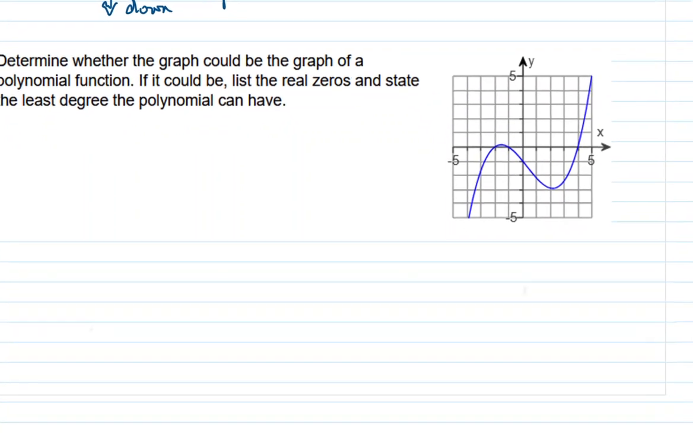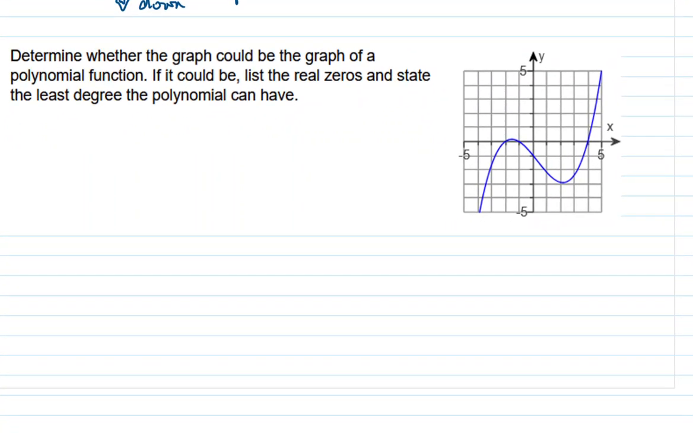All right, here we go. Determine whether the graph could be the graph of a polynomial. Yes or no? Yes, it's continuous. It has turning points. It is a very beautiful function. So yes. If it could be, list the real zeros and state the least degree of the polynomial.